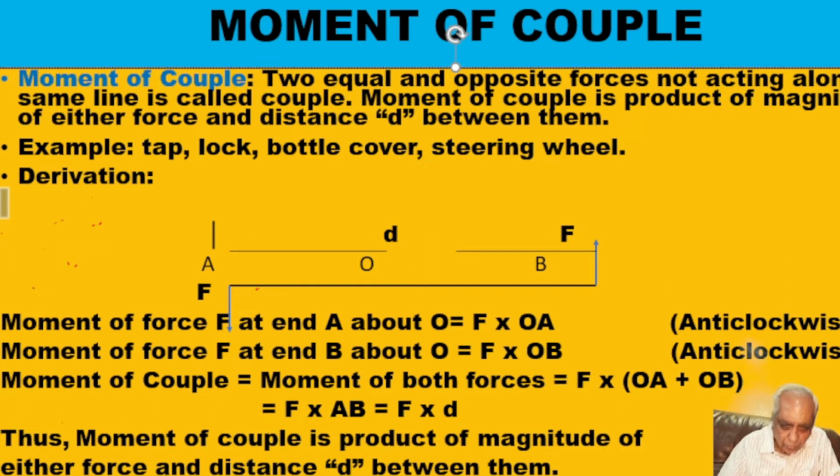Now, in case there are two equal and opposite forces which are not acting along the same line, if they act along the same line, then the resultant is zero. But in case they are not acting along the same line and a body is free to rotate, then they form a couple, and the moment of this couple is given by the magnitude of either force and the distance d between them, the product of these two terms, F multiplied by d. You can see here, this is F multiplied by d, this is the moment of couple.